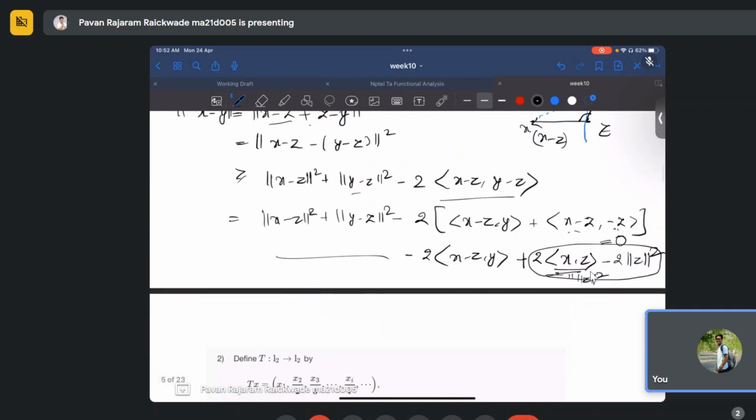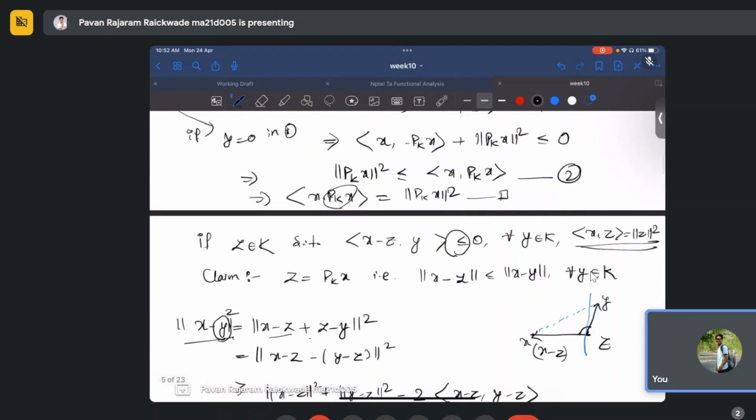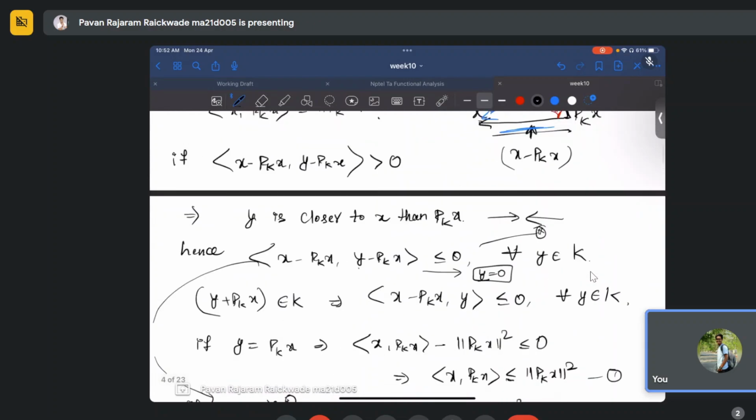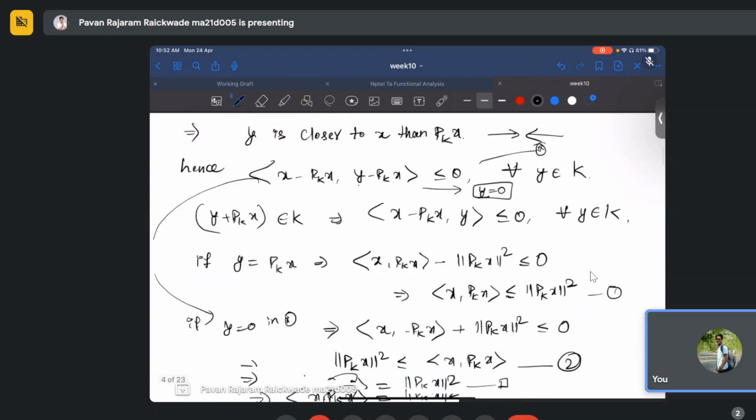What do we have here? Norm x minus y squared is equal to this quantity. So this is some non-negative quantity, and we know this is less than or equal to 0. So minus of this will be greater than or equal to 0. So this whole quantity is greater than or equal to norm x minus z squared. So for any y in the cone, what do we get? Norm x minus y squared is greater than or equal to norm x minus z squared. That means we are done. z is the closest point to x in K. Cool. Okay, so question number 1 is done.